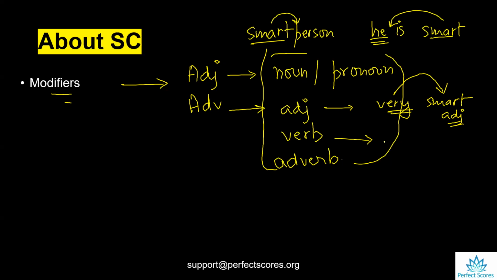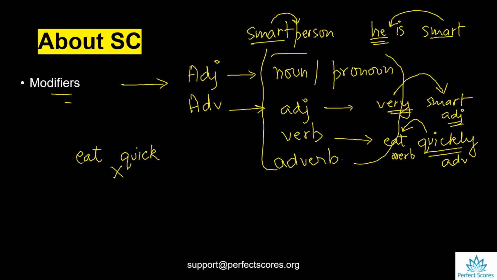Let's say if I say, please eat your food quickly. Now, quickly is the adverb that is modifying eat, which is a verb. A very common mistake that you will find in a few options is something like, please eat your food quick. So this is a completely wrong sentence, a wrong structure, because you cannot use an adjective to modify a verb.